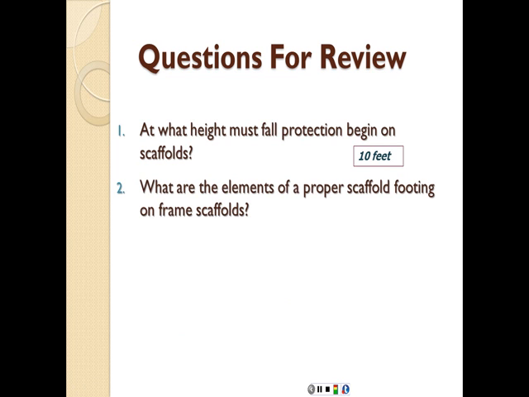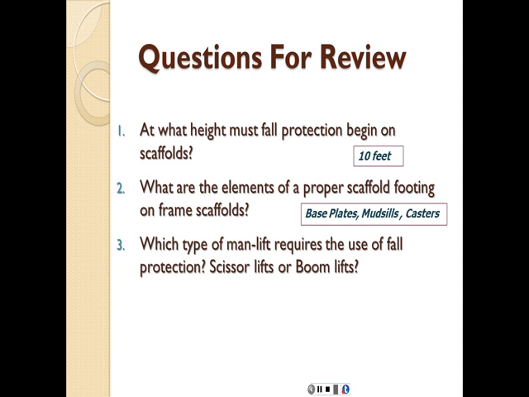What are the elements of a proper scaffold footing on frame scaffolds? Base plate, mud sills, and casters that are going to provide stability at the bottom. That's the most important part. Which type of man lift requires the use of fall protection? Scissor lifts or boom lifts? The answer is each and every one of them, all of them. Any kind of man lift requires fall protection.